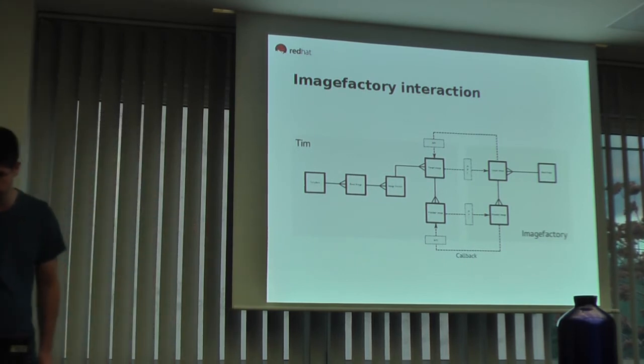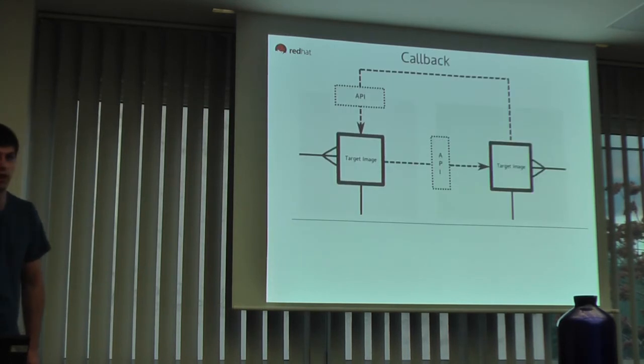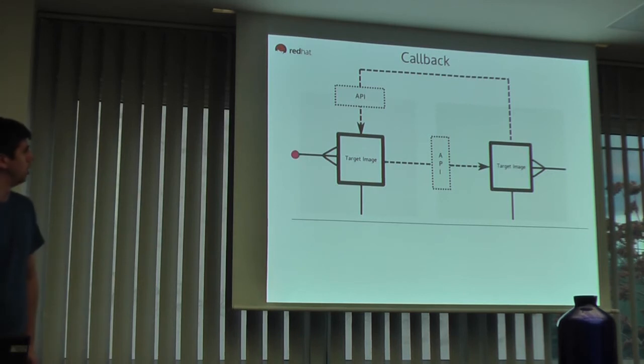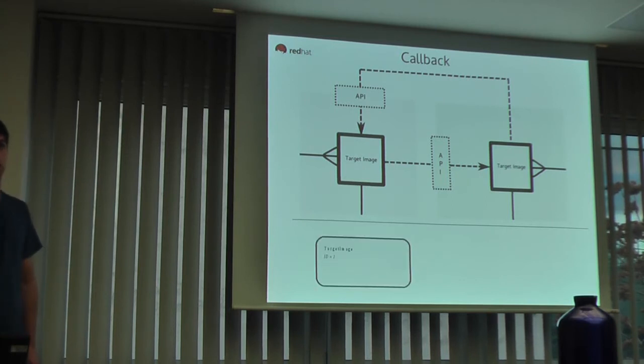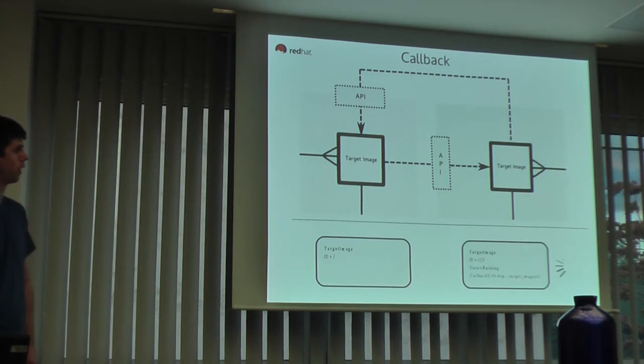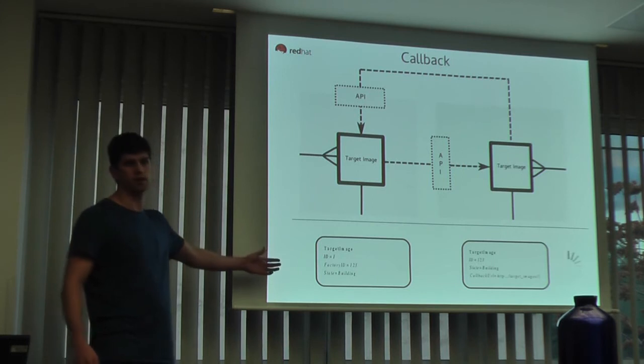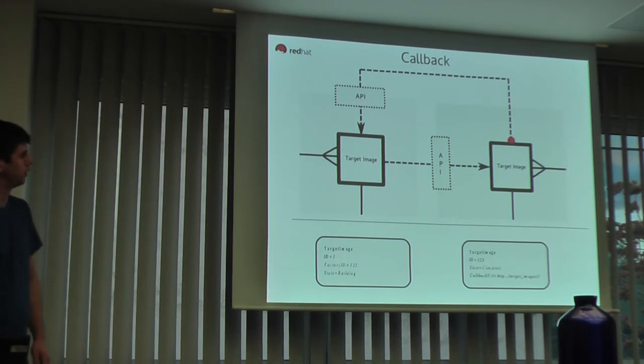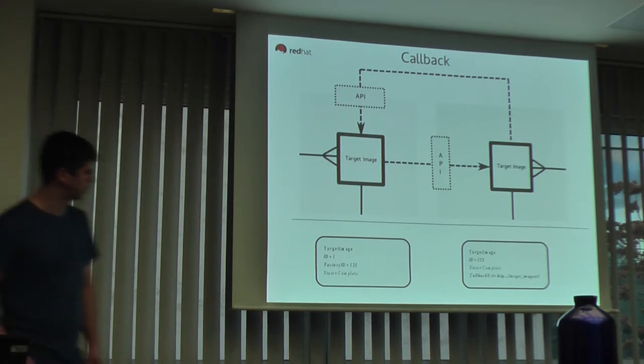I've got a little animation, it's not that obvious. Essentially I wanted to show when the objects are created. When TIM receives a request for a target image, it will create the target image and save it, so it gets saved in the database at this point. Then TIM will send a request to Image Factory to create a target image. That will go on in the background. Image Factory will send a response with some information such as the ID and what the state is, in this example it's building, and a whole load of other stuff, but this is the most important stuff. Once that's finished building, Image Factory will send a callback through TIM's RESTful API and then we update the state.